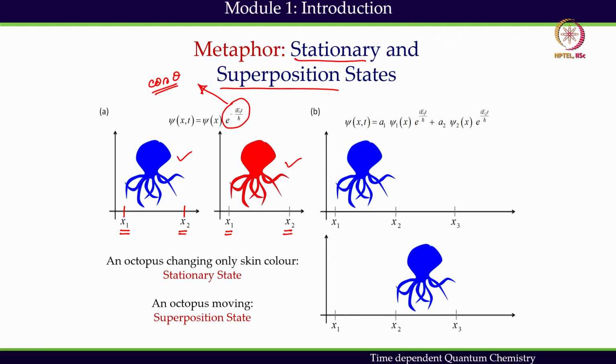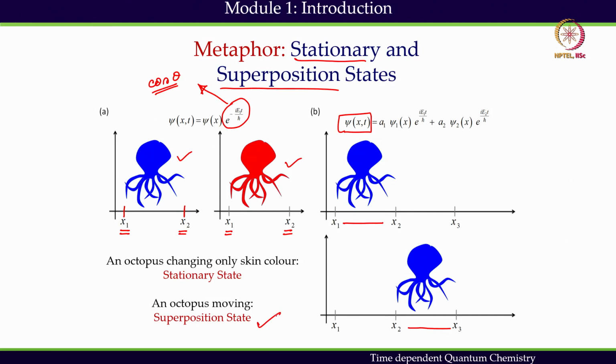The wave function is changing color, but the total density is not moving. The octopus itself is not moving. But if I see the octopus moving now from the position between x1 and x2 to the position between x2 and x3, it means that it is in a superposition state, and that's why we see the movement of the octopus body. So a stationary state is stationary not because the wave function is time independent, but because its density, the probability density, is time independent.